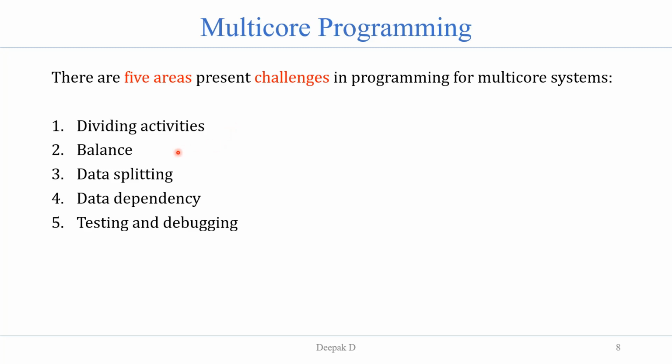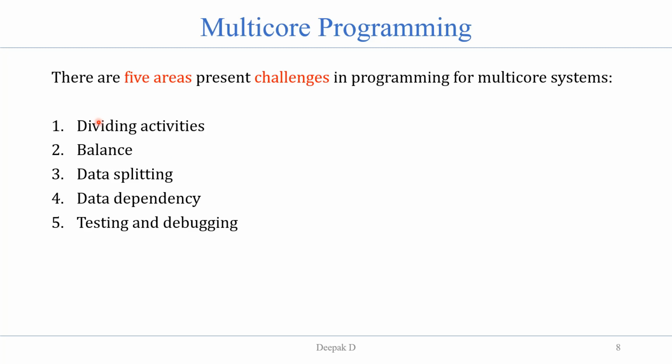The second one is balance. Not only do you have to identify the tasks, but you also have to ensure that the tasks perform equal work of equal value. Assume there is a task which may not contribute as much to the overall process as the other tasks. Then using a separate execution core to run that particular task may not be worth it. So you have understood that one.